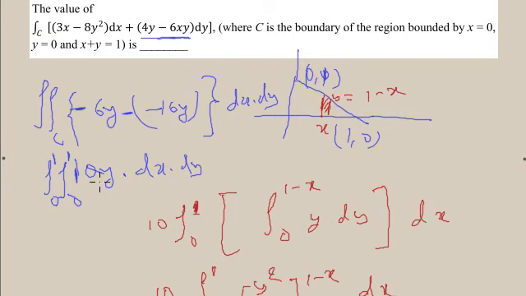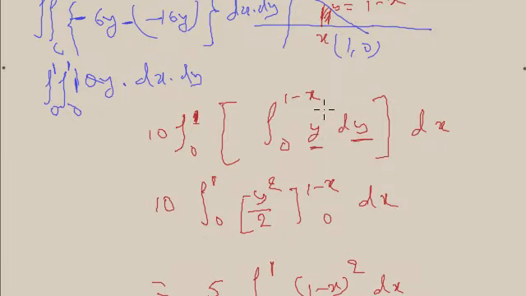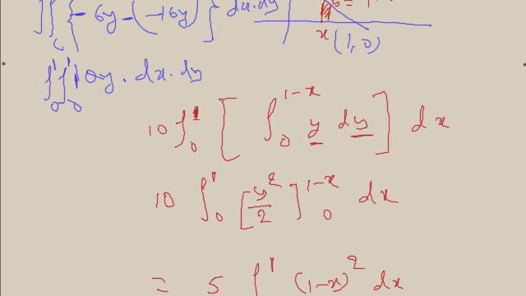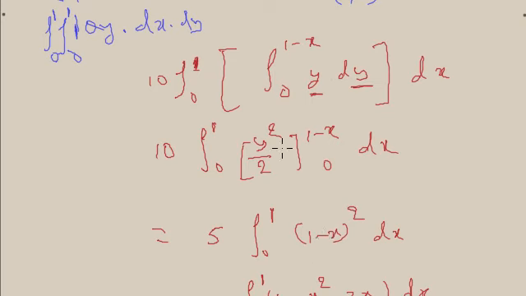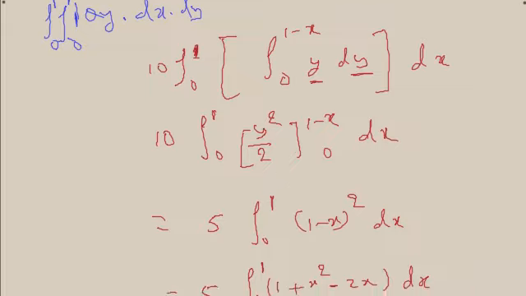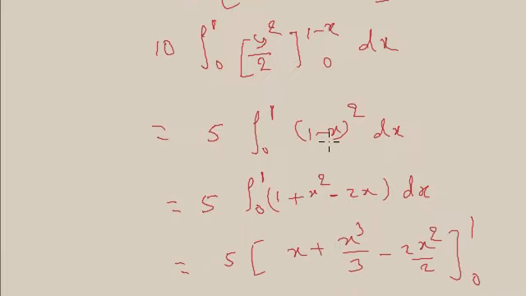So double integrate this, bring the 10 outside, and x goes from 0 to 1. The first integration you should take with respect to y, because in this strip only y is changing. So y dy from 0 to 1 minus x. The integration of y dy is y squared by 2, with the range 0 to 1 minus x. If you put in the range, (1 minus x) squared divided by 2, and 10 by 2 is 5, so 5 into this. If you expand this, 1 plus x squared minus 2x dx from 0 to 1.